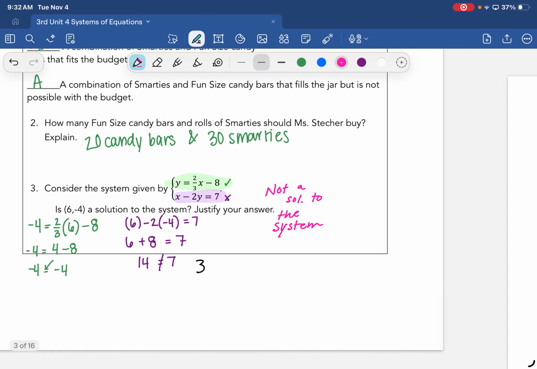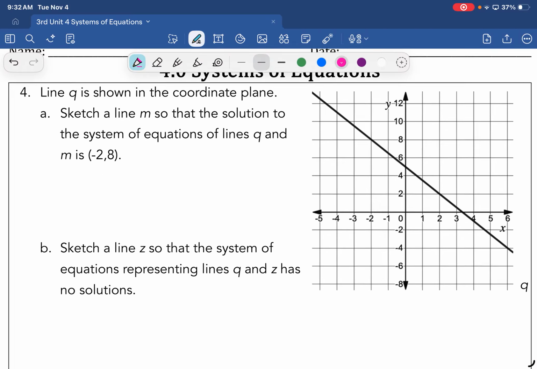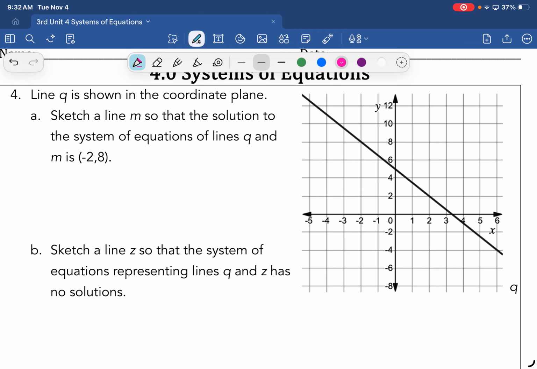Question 4 gives us the line Q shown on the coordinate plane. That line that you are given is Q. It wants you to sketch a line M so that the solution to the system of lines M and Q is negative 2, 8. So sketch a line that intersects that point. It could look like whatever you choose, as long as it intersects that point. So that intersects that point. That could be our line M.